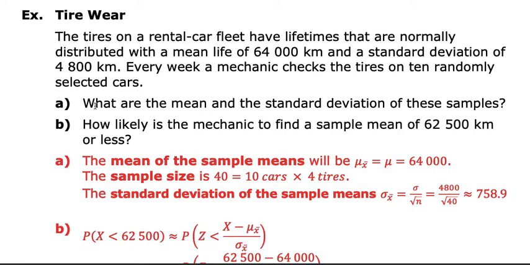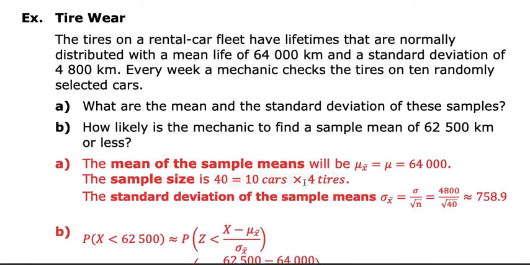Let's start off with part A. What are the mean and standard deviation of these samples? The mean of the sample means is equal to the population mean. It's a good approximation of the population parameter.